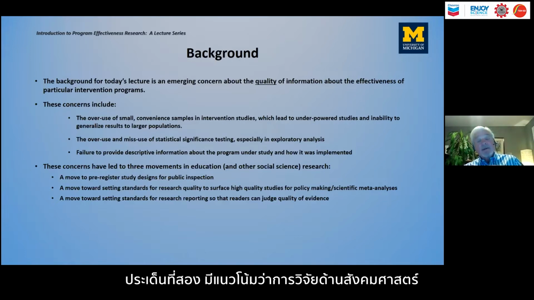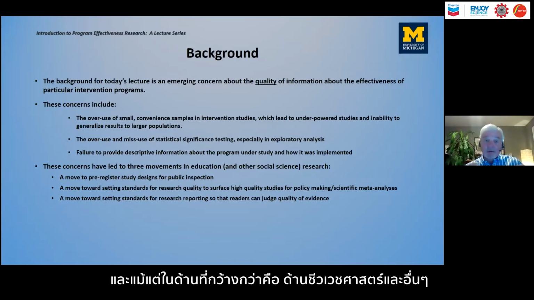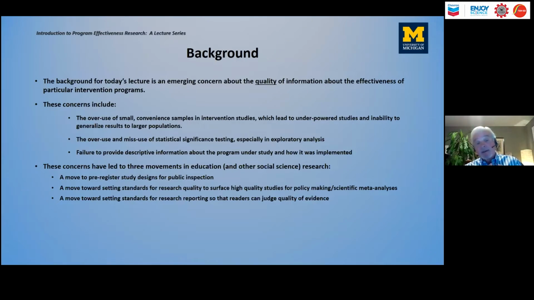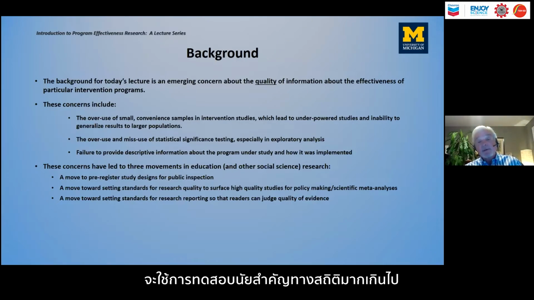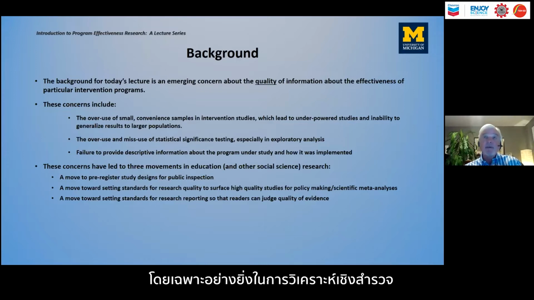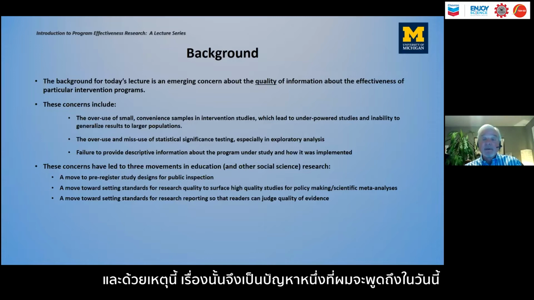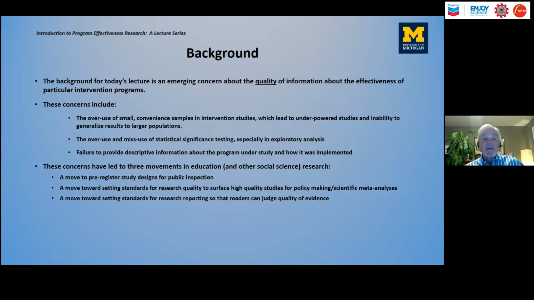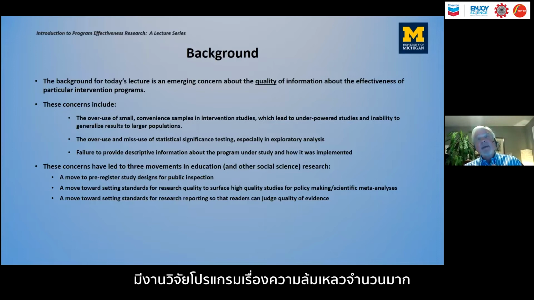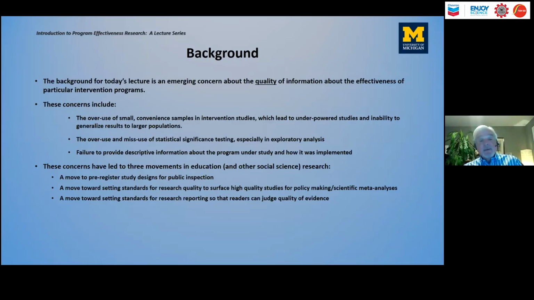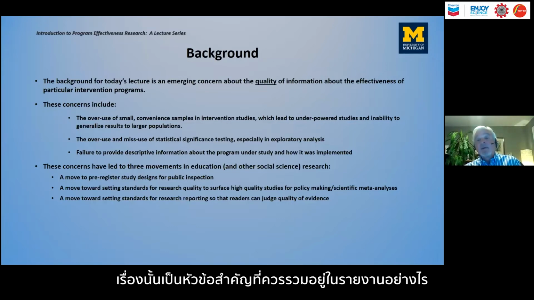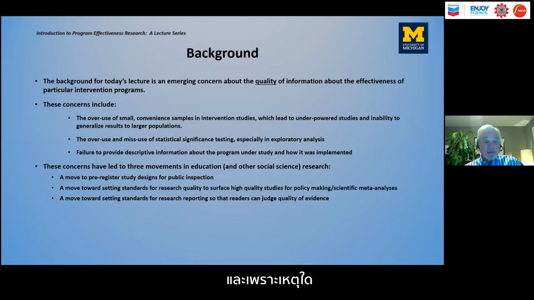Second, there's a tendency in all of social science research and even broader research in biomedical sciences and beyond, an overuse and misuse of statistical significance testing, especially in exploratory analyses. And so that's a problem I'm going to talk about today. And then there is, in many intervention studies, a failure to provide descriptive information, either about the program that is actually under study or how it was implemented. And I want to discuss very briefly how and why that is an important topic to cover in reporting.